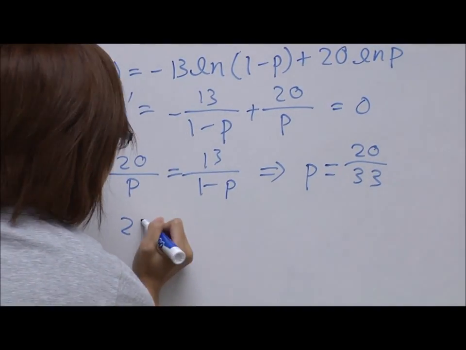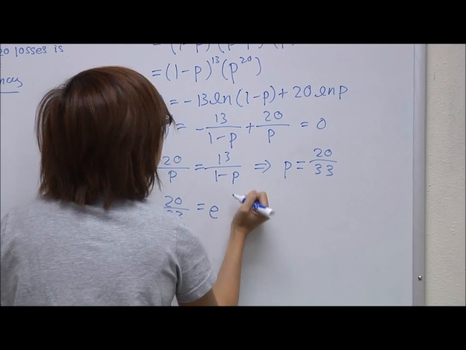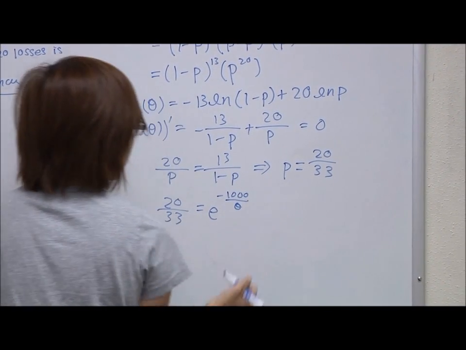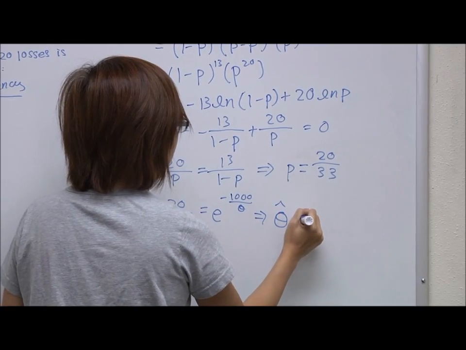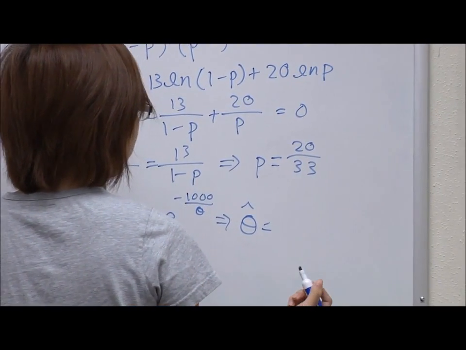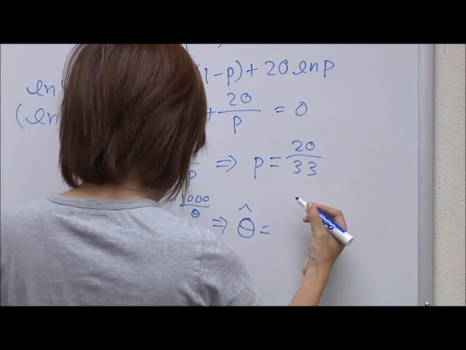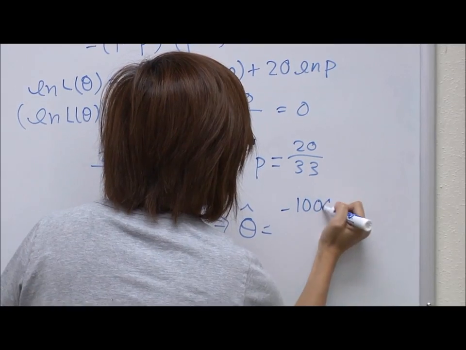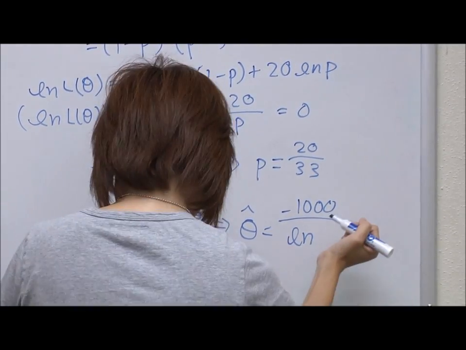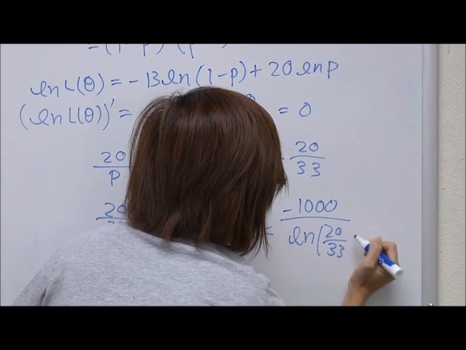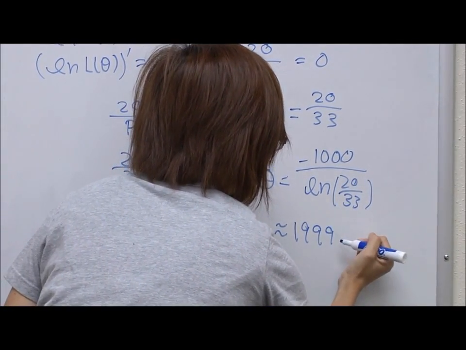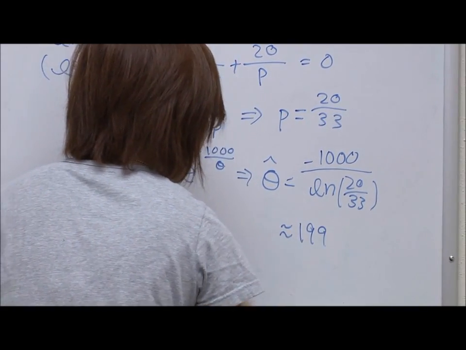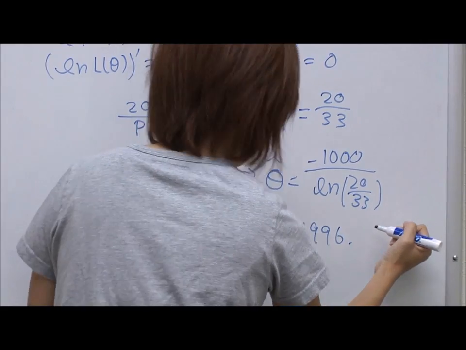So putting P back into this, and rearranging the equation, we will get the MLE of theta equaling to negative 1,000 over the natural log of 20 over 33, which is approximately equal to 1,996.90.